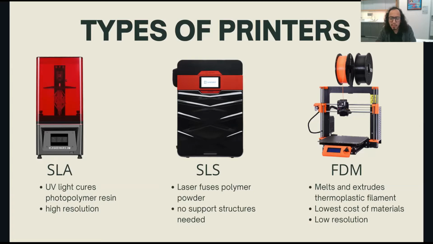And then FDM, which is what we're going to be covering through most of this presentation, is fused deposition modeling, which melts thermoplastics at a high temperature, extrudes them through a nozzle, and then successively lays them down in layers. The thing with this one is it's great for beginners. It does have low cost materials. Usually a kilogram of filament is about $20. It could be more expensive depending on what kind you get.